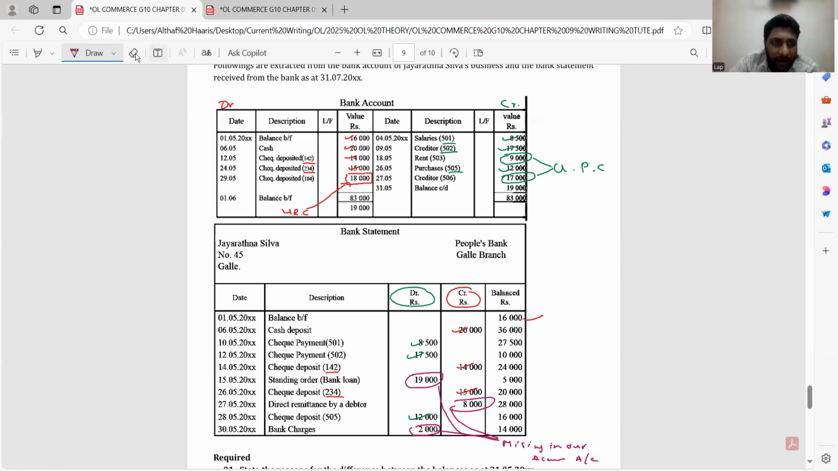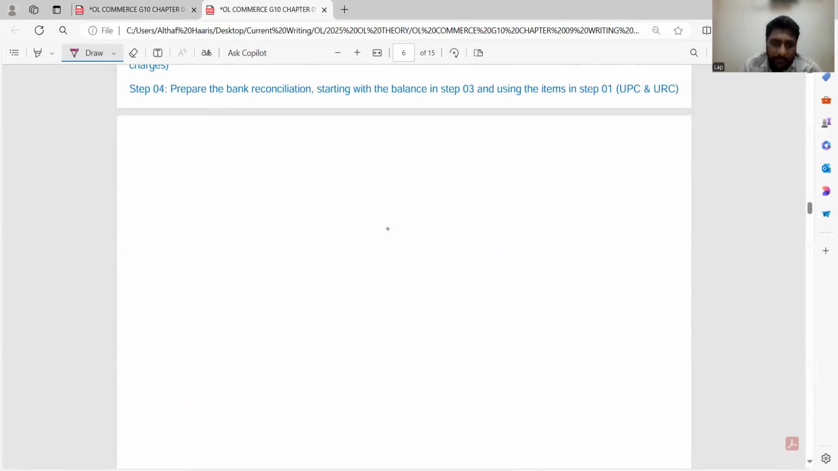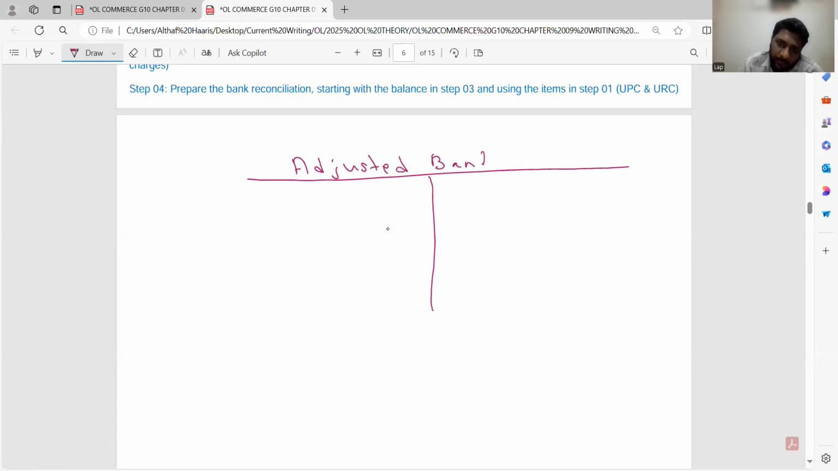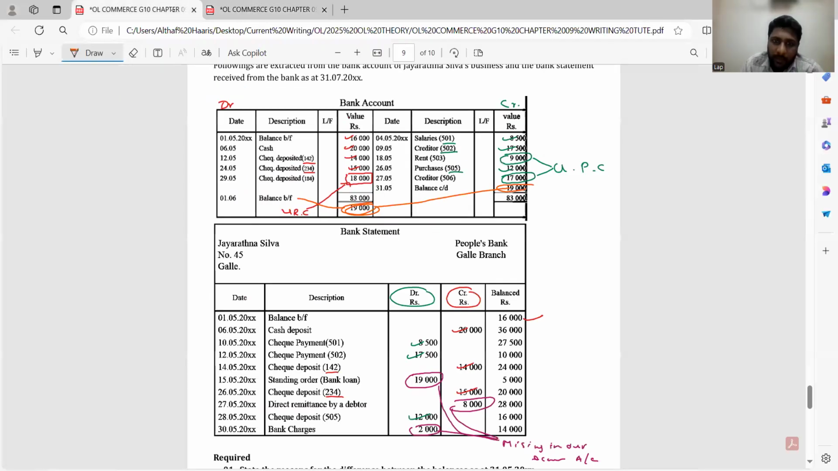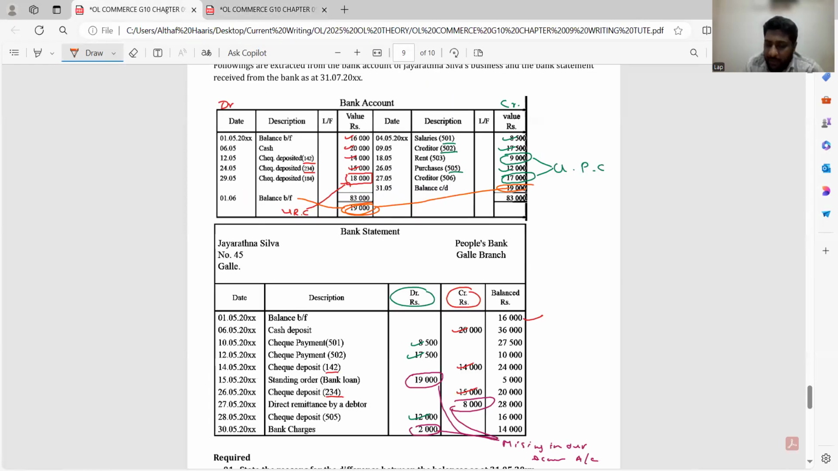So we'll start with this wrong balance. This comes here, children. These balances are wrong. This 19,000 is wrong. So we'll start with the wrong balance and we'll correct it. Adjusted bank account, 19,000. So write these three missing items. Their debit side is our credit side.